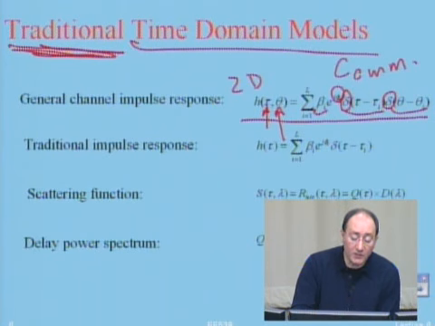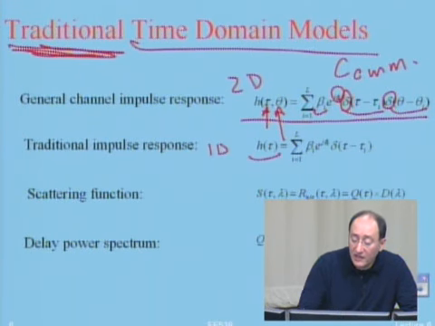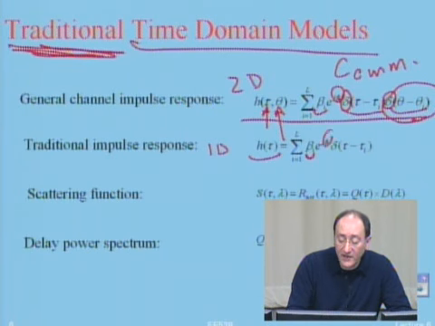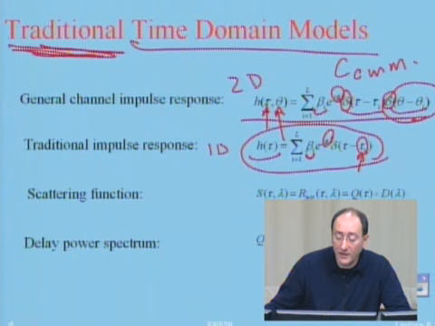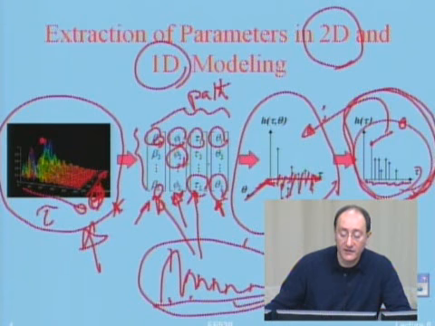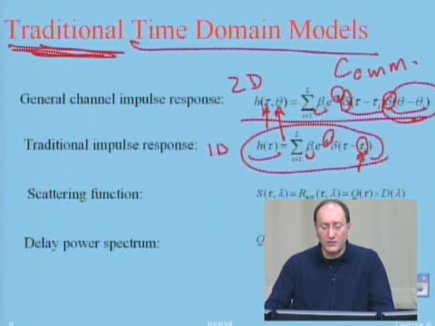For traditional communication applications, I go to the 1D impulse response, which neglects the angle of arrival. So basically, the impulse response is a bunch of impulses with amplitude beta i, phase phi i, and arrival time of tau i. This is my general impulse response, which is equivalent to whatever I have in here. Okay. Now, how do we want to do the modeling?